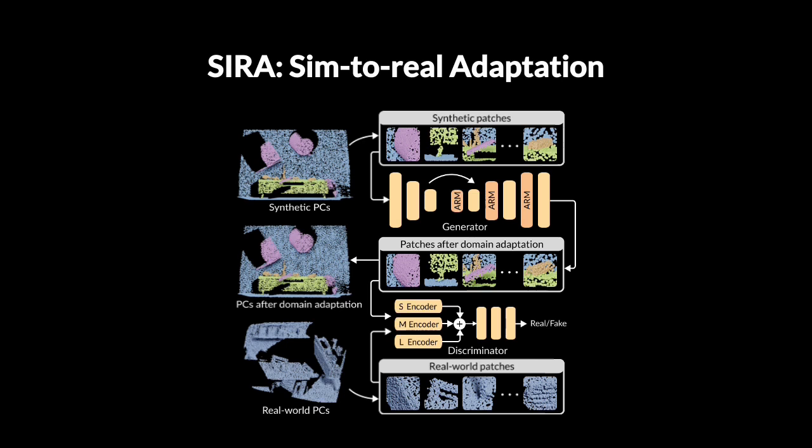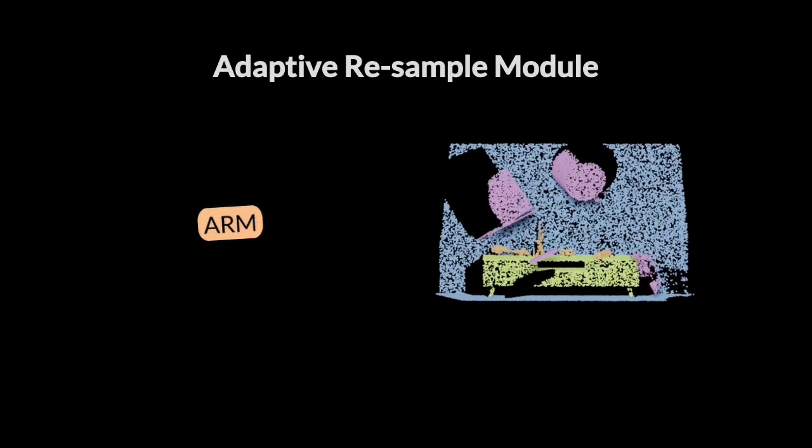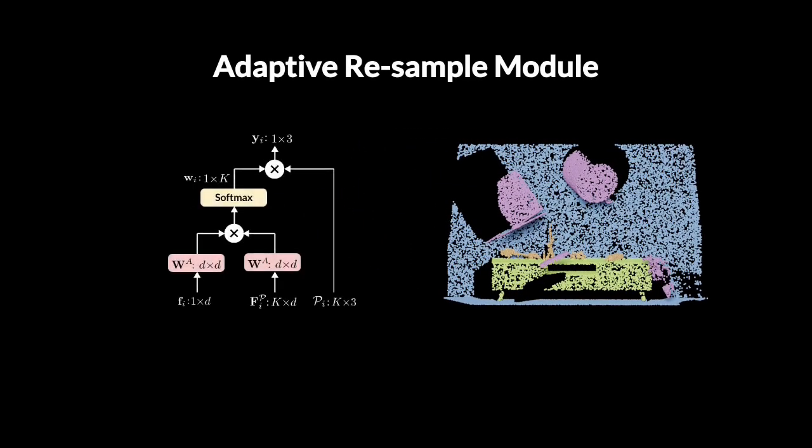In particular, we design an adaptive resample module, ARM, and insert it after different layers of the generator to adaptively adjust point positions in multiple ranges. ARM can modify point positions while keeping the input outline.